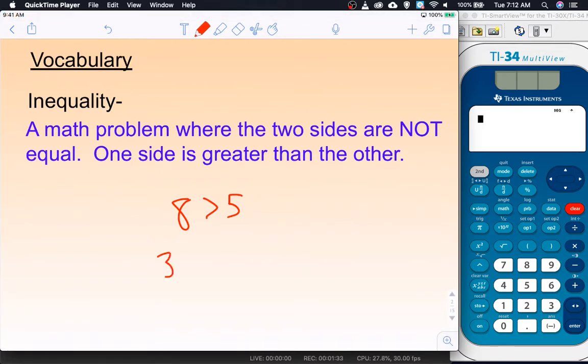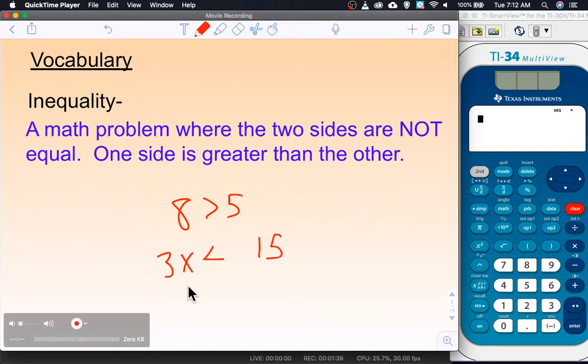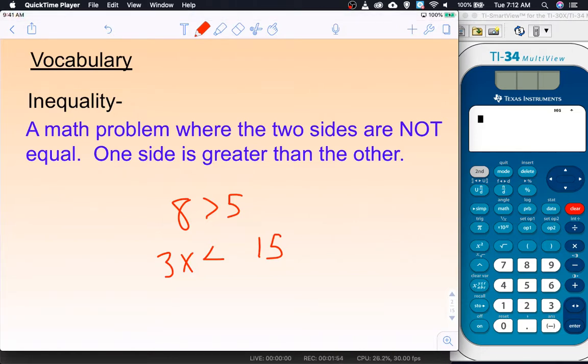If we said 3x is less than 15, well then we have a host of numbers that we could plug in here for x that would make this true. As long as this side is smaller than this side, then x is considered a solution to that inequality. And that's going to be our goal throughout this lesson.